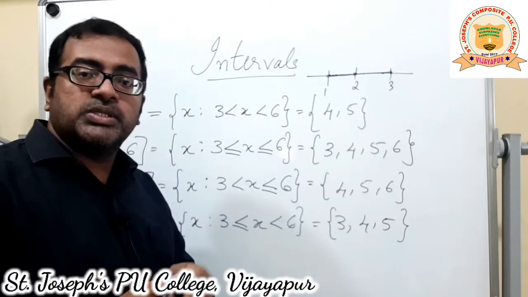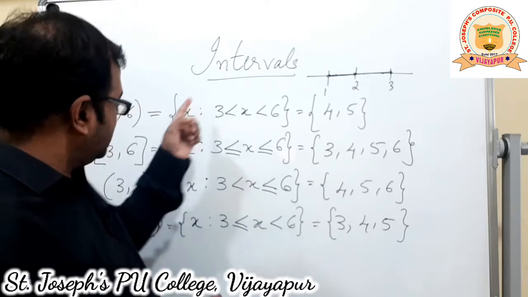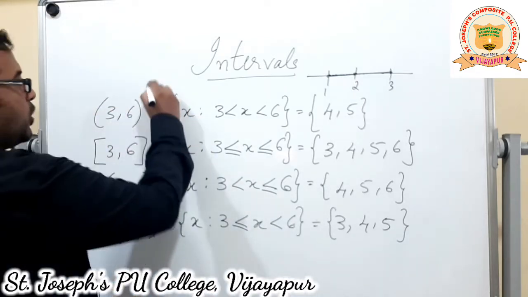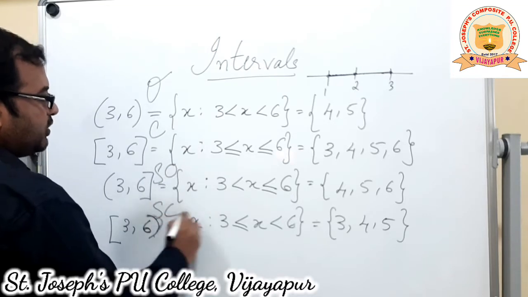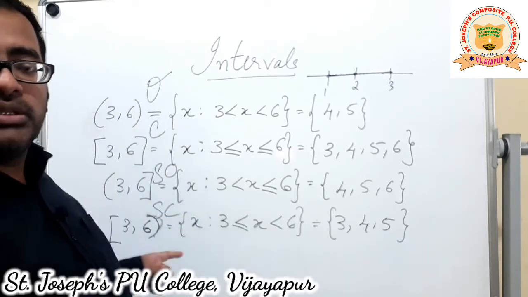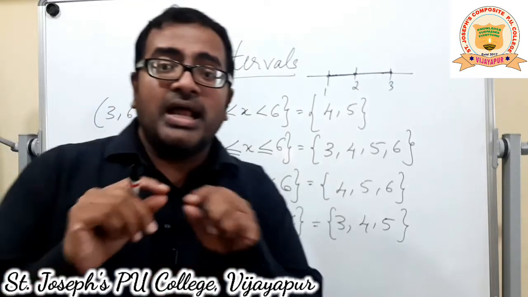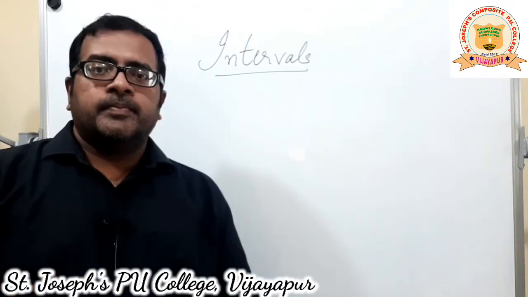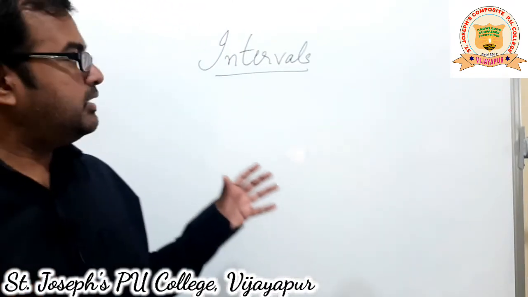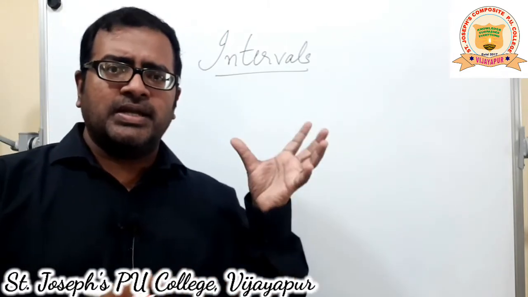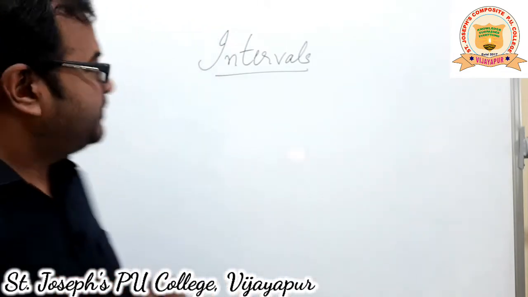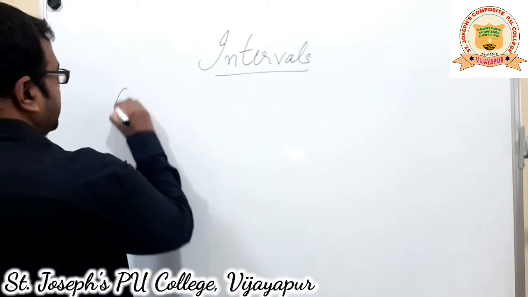Okay, let us see how graphically, using a number line, we can denote these four: open, closed, semi-open, semi-closed. We are going to check all these four categories using number lines. Now let us look at the number lines to understand intervals in a pictorial way. Now let me write. First one is open interval.